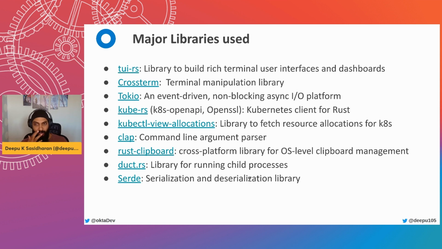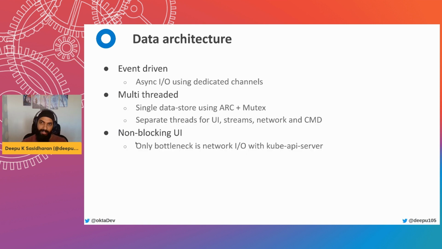Of course, Tokio is unavoidable in any Rust project these days because KDash is fully event-driven and non-blocking asynchronous stuff. So Tokio was an obvious choice for that. And of course, KubeRS with K8s OpenAPI, OpenSSL, and all those stuff. kubectl view allocations for some metric stuff. Clap for command line argument parsing. Used a few other smaller libraries like Rust clipboard, Serde for serialization and stuff, and Ductor. So these are the libraries I used. And data architecture wise, I started out with something simple like any other person trying to learn Rust.